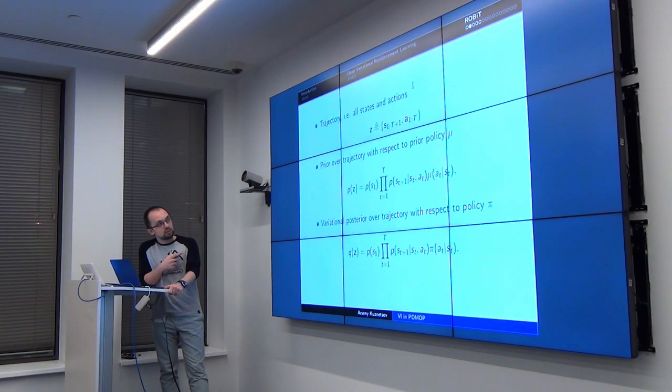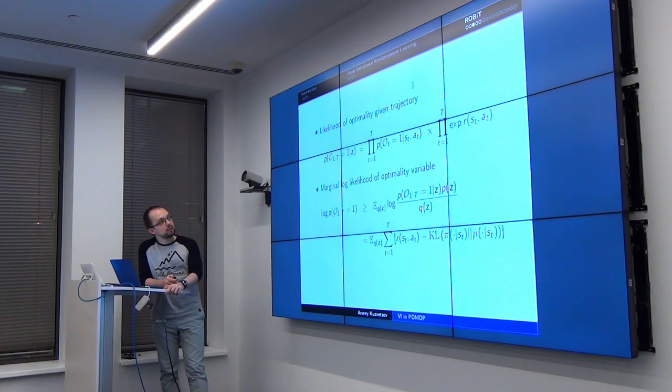We have trajectories: all states and actions in our episode. We have a prior on trajectories with respect to policy mu, so we have a prior on actions, and the rest of the prior is the ground truth transition probabilities of our environment. Our variational posterior consists of two parts. The first one is also the ground truth transition probabilities of our environment, and the second one is our optimizing policy pi. So it's the policy pi that we want to learn.